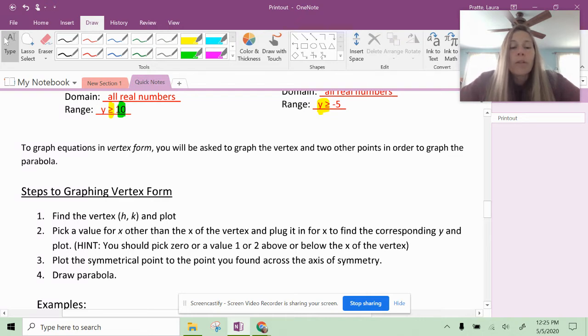Then you're going to pick another value for x. And because your domain is all real numbers, you can really pick anything you want. So you want to pick a small, easy number, probably a positive if that's an option. And you'll plot it, and then you'll use your axis of symmetry to plot a point on the other side to make it symmetrical, and you'll draw your graph.